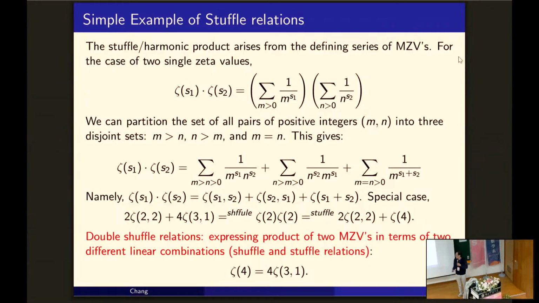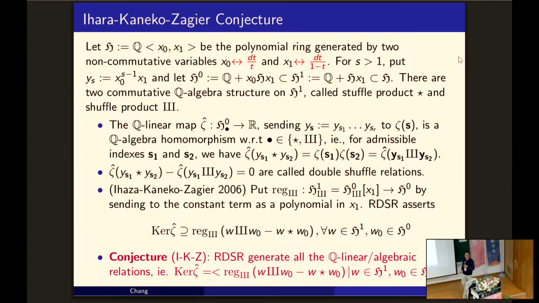This is the spirit of the so-called double shuffle relations. The idea is that you consider the product of two MZVs, but you express the product as two different linear combinations. One is from the iterated integral, called the shuffle product. The other is from the defining series, called the Stuffle product. Then you subtract, and you get a non-trivial linear relation. This is the so-called double shuffle relations. And Hoffman puts this into an abstract framework.